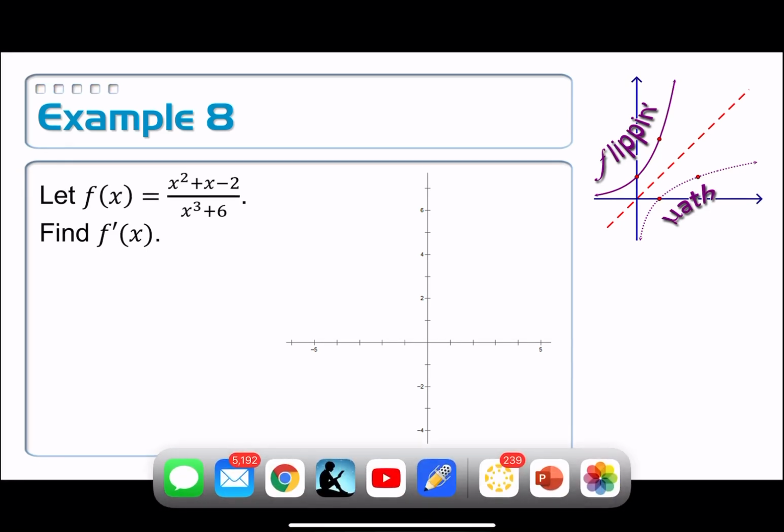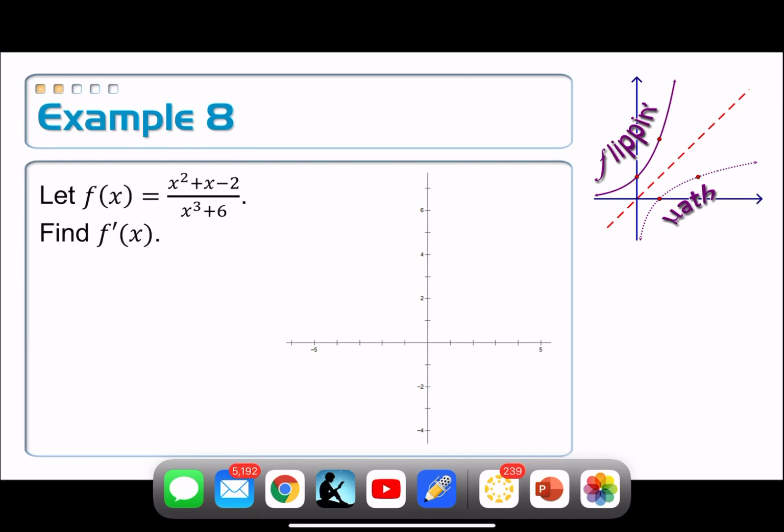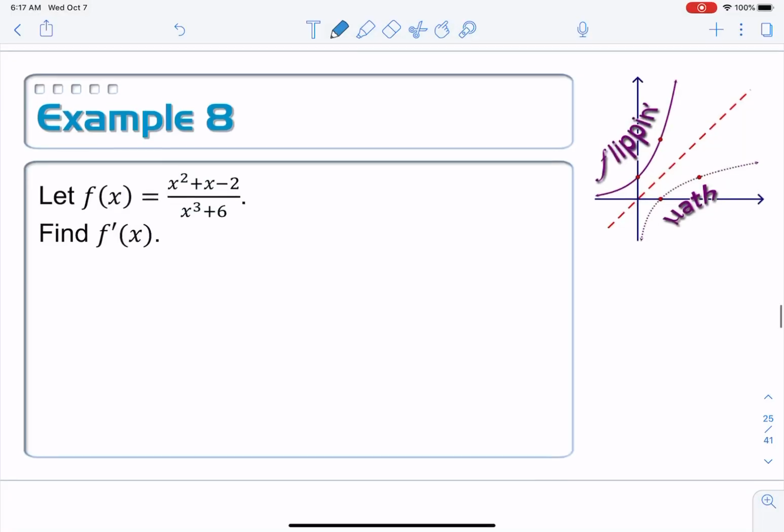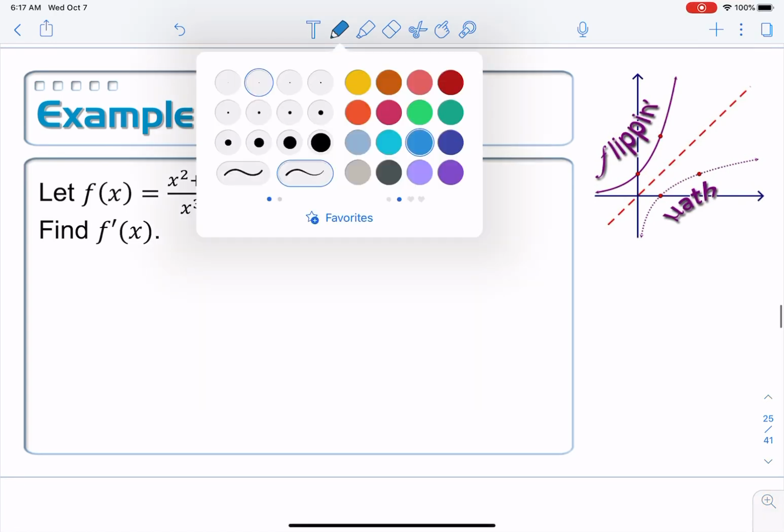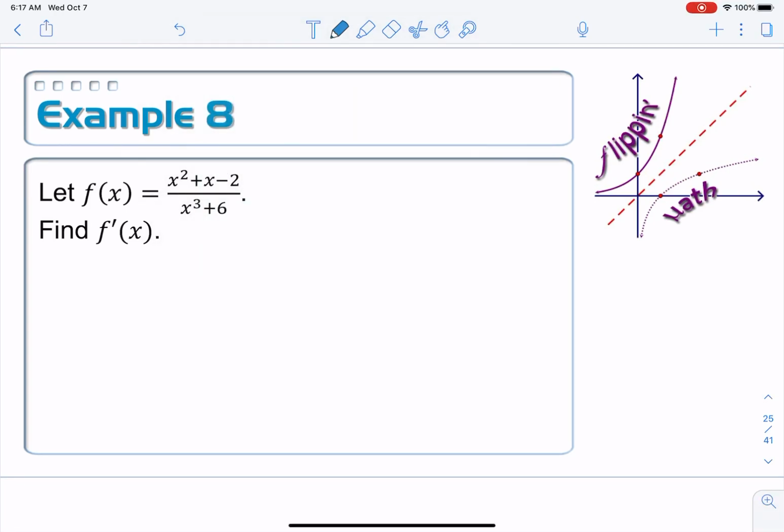And we saw from the quotient rule just a minute ago that it can be challenging to actually apply. But are you up for the challenge? Because I think you are. I think you are. All right, so here we go.